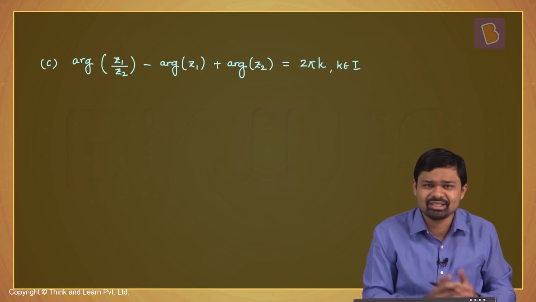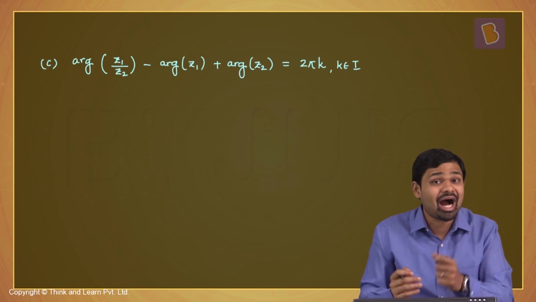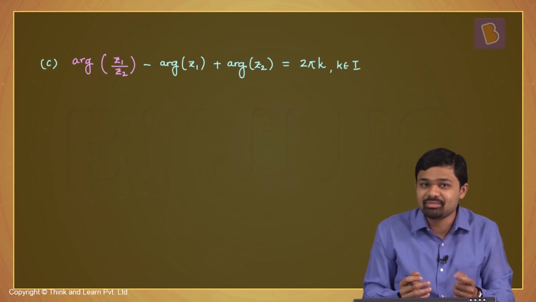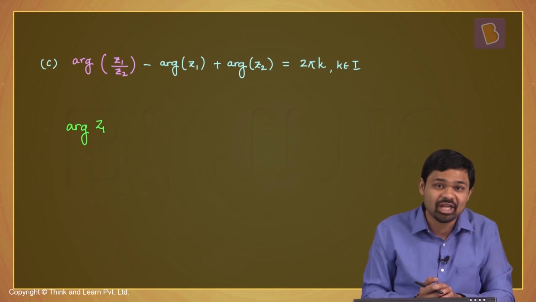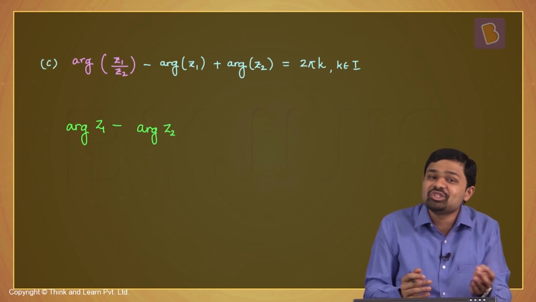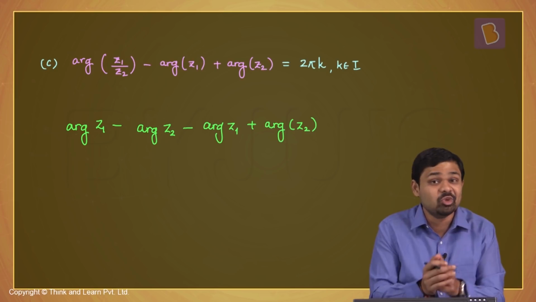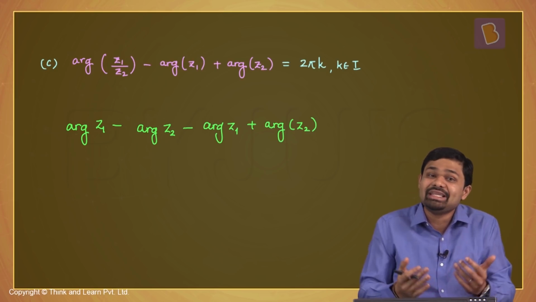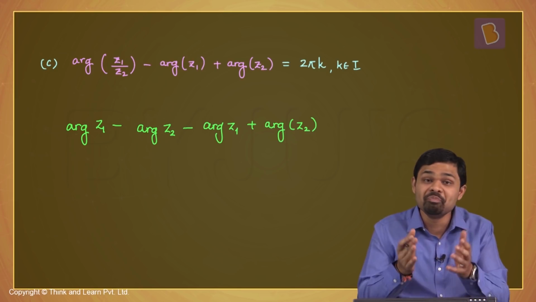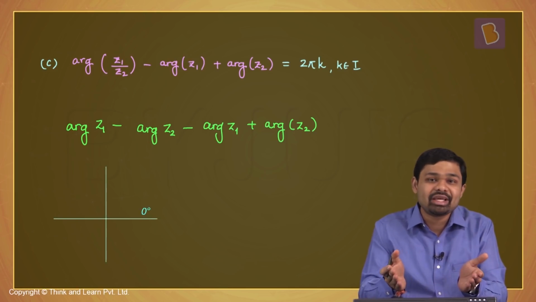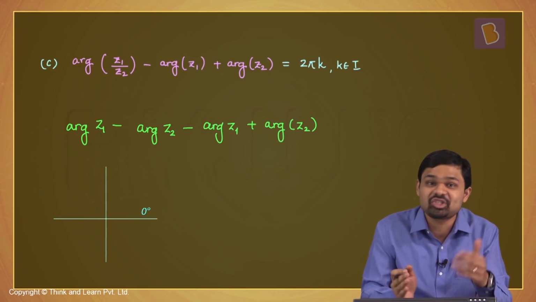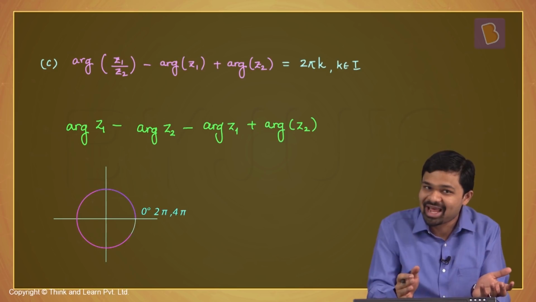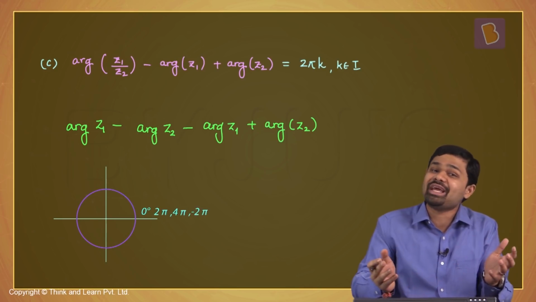So let's simplify. This is a very simple, straightforward question. Argument of z1 by z2 is nothing but argument of z1 minus argument of z2. And then you have minus of argument of z1 plus argument of z2. The entire thing cancels out and you get the total argument to be equal to 0. Now we know that a 0 degree angle is exactly the same as a 2 pi angle or 4 pi angle or negative 2 pi or negative 24 pi.